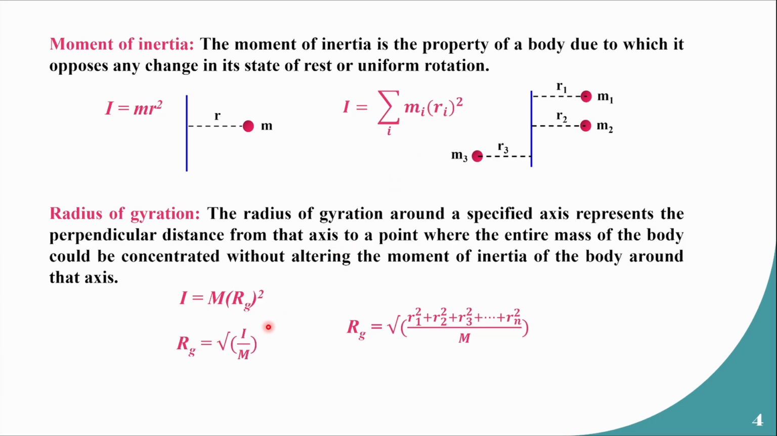So if you write Rg in terms of moment of inertia and the total mass, it will be root over of I divided by m. And for all of the constituting particles, their distance from the axis of rotation, if you want to write the radius of gyration in that term as well, then you can use this formula. So root over of, for example, inside you have r1 square plus r2 square plus r3 square up to rn square divided by the total mass.